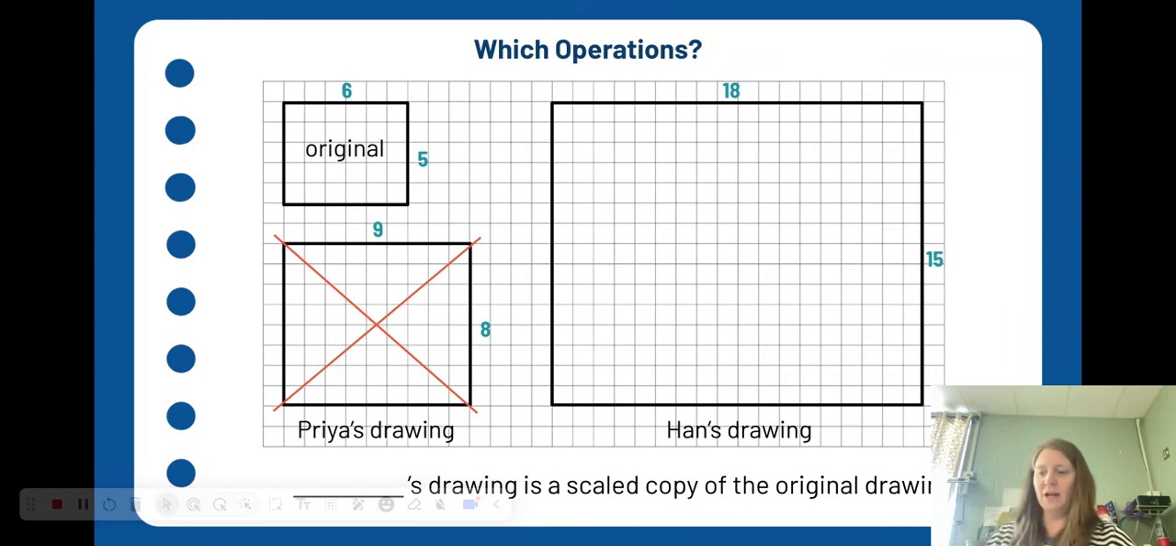But then when you look at Han's drawing, if you count, it's 18 by 15. Well, what do I need to multiply 6 by to get 18? 6 times 3 is 18. 5 times 3 is 15. So therefore, Han's drawing is a scaled copy of the original drawing because it matches up perfectly for scale.